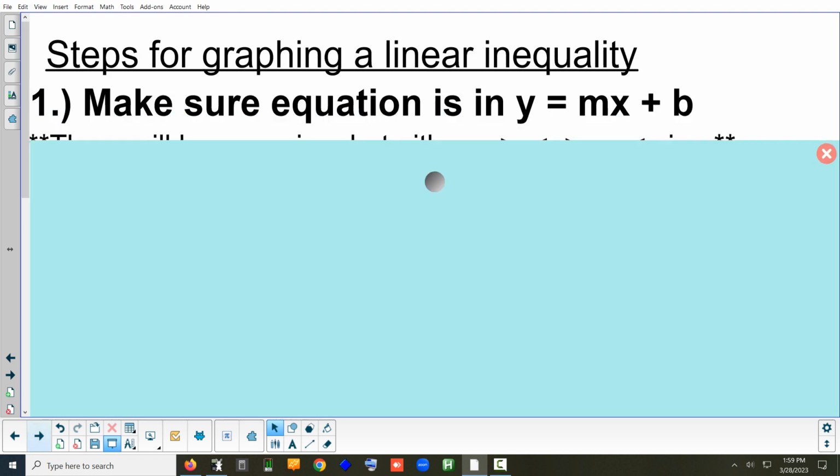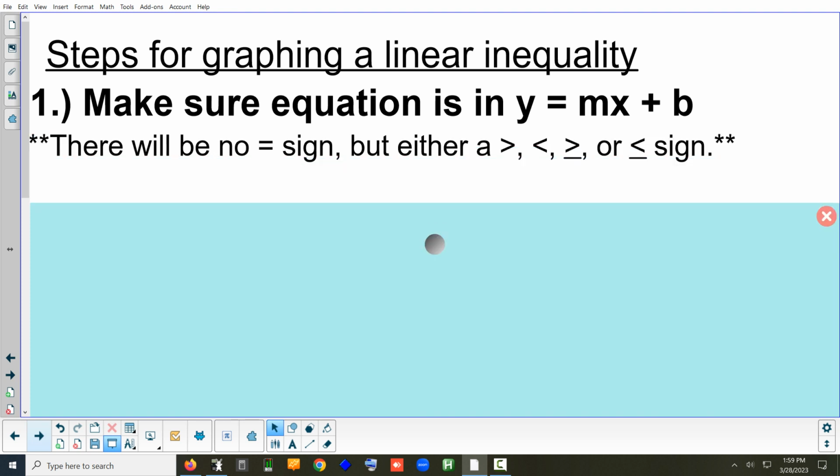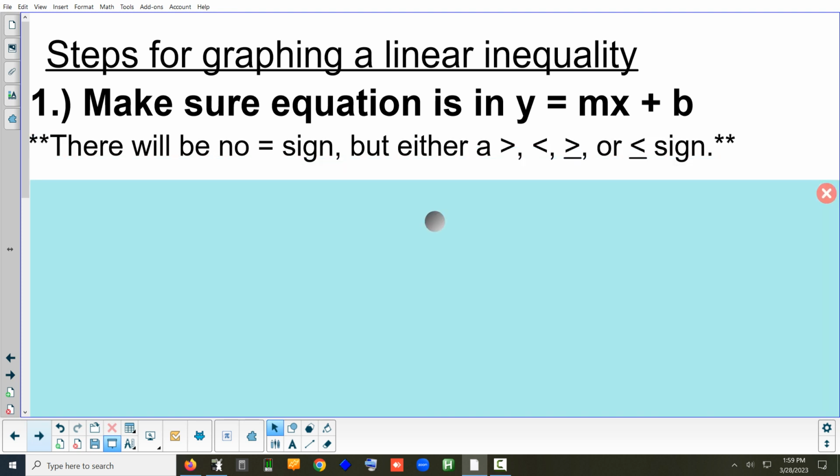Okay, so how do we do it? Under steps for graphing a linear inequality, the first step says make sure it's in the format y equals mx plus b. The only difference is you're not really going to have an equal sign. Instead of an equal sign, you're going to have either a greater than, less than, greater than or equal to, or less than or equal to. But the point is, you want y by itself on the left, and you want mx plus b on the right.